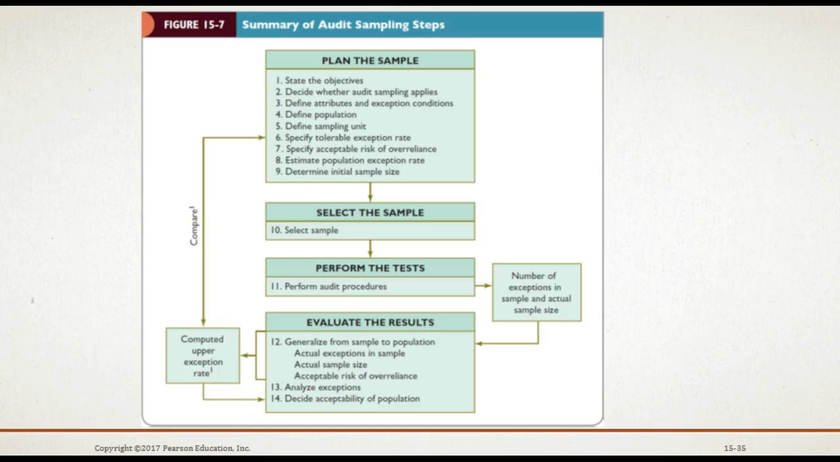Here, we have all of the steps involved in non-statistical sampling, summarized in Figure 15-7. The 14 steps in this figure also apply to statistical sampling. You can find Figure 15-7 on page 505 of your textbook.